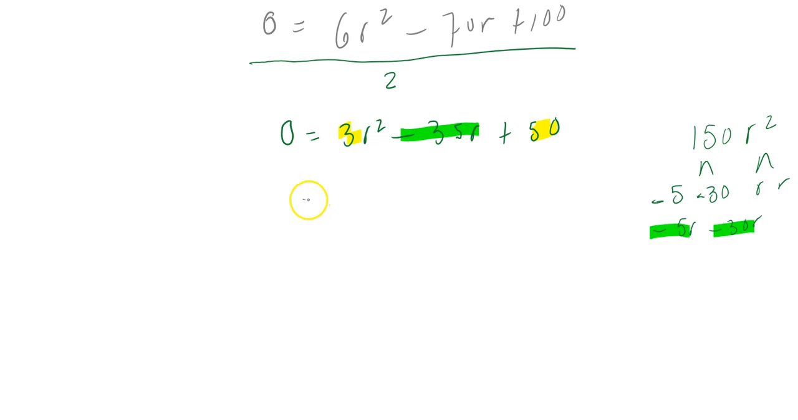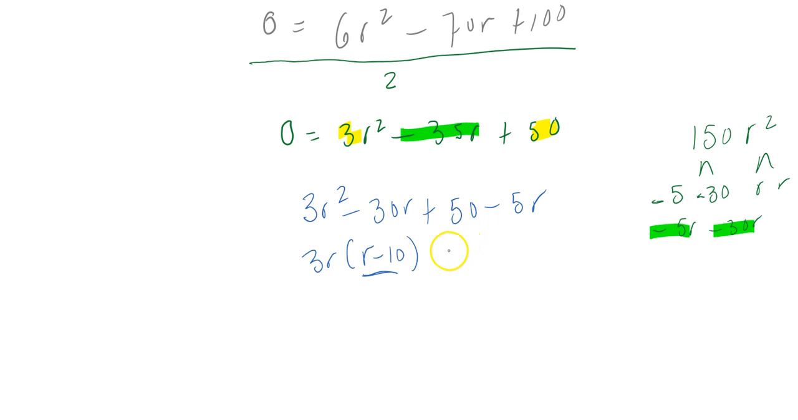So we have a 3r squared minus a 30r plus a 50 minus a 5r. All right, so I'm going to take out a 3r, which leaves me an r minus 10. So if it's factorable, we should be able to mirror that r minus 10. And let's do minus a 5, which leaves us an r minus 10.